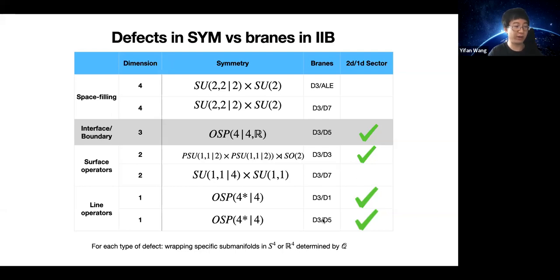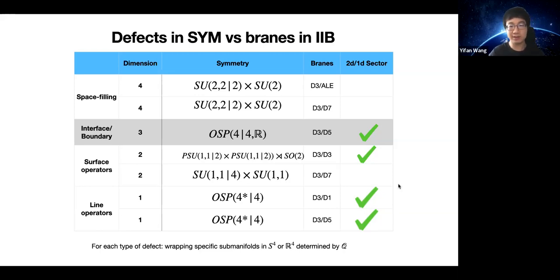Moreover, there are line operators which can be engineered by either a D1 brane or a D5 brane. In both cases, they share 1 direction with the D3 branes that engineer the super Yang-Mills, and they correspond respectively to Wilson and 't Hooft operators. They survive in this 2D, 1D sector, meaning that they preserve the supercharge Q.